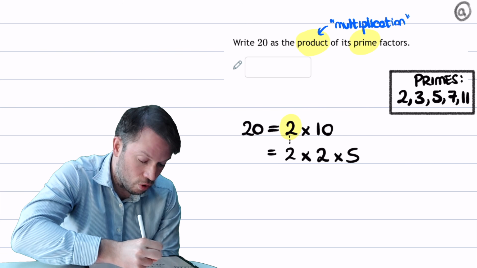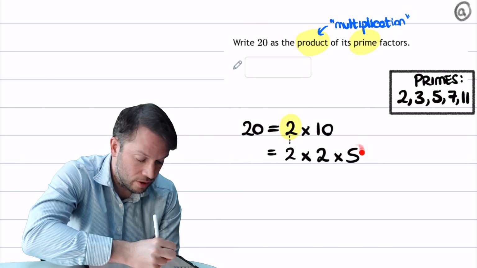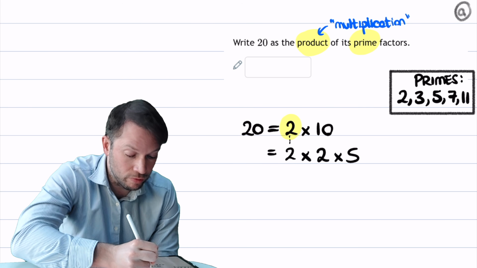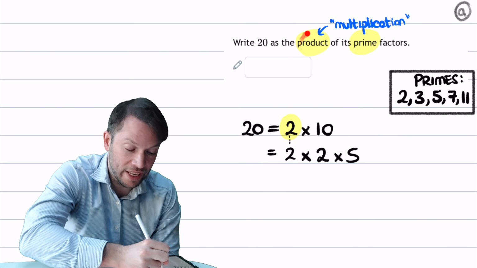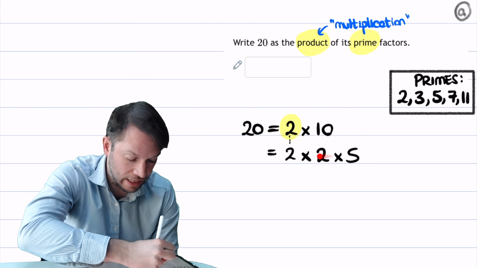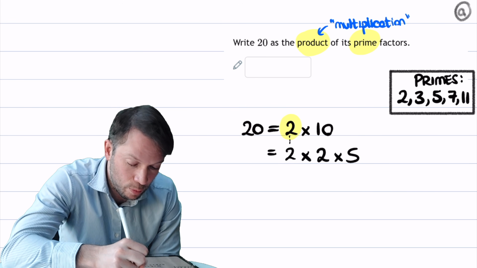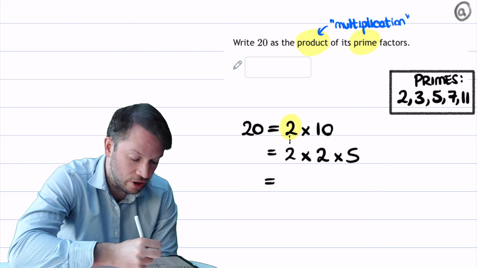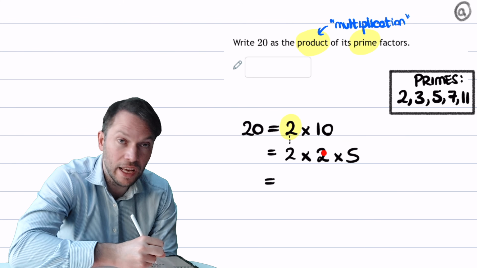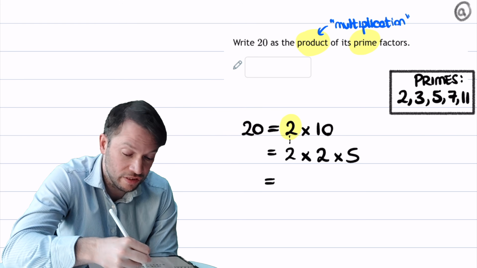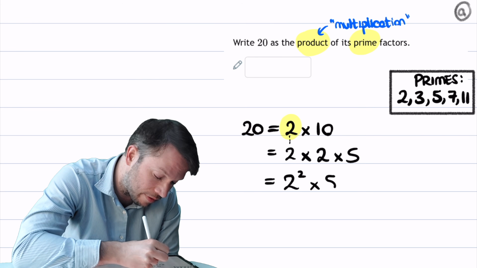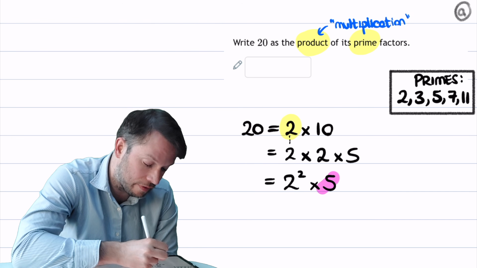So therefore, all 3 of these numbers here, all 3 of these factors of 20, are prime, and we've therefore written 20 as a multiplication of its prime factors. That's exactly what we've done here. Now, if we want to write this in a more concise way, notice we got 2 times 2. When you multiply anything by itself, you can write it as that number squared. So we can write this as 2 squared times 5, and that is the final answer.